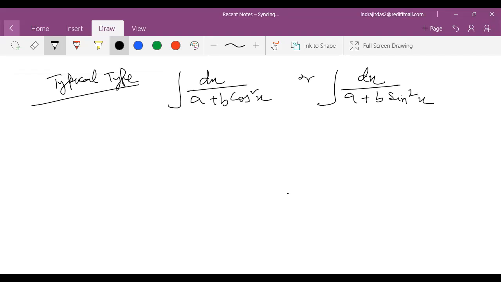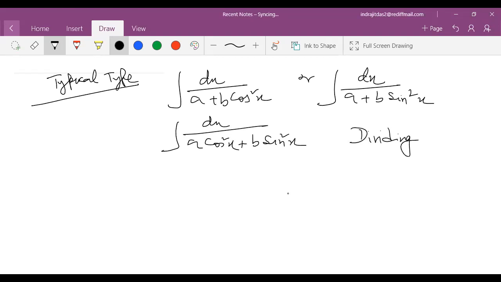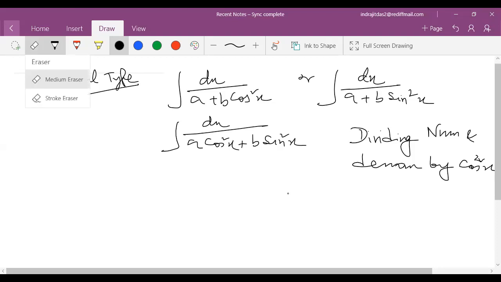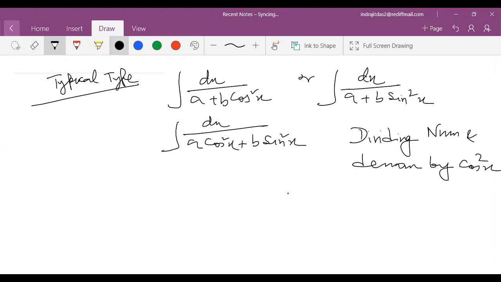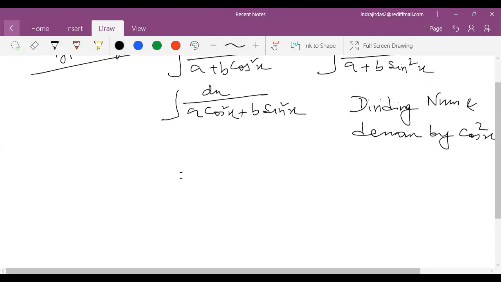Not only that, we have discussed dx by a cos square x plus b sin square x also. In these cases, we have divided numerator and denominator both by cos square x. You can do sin square x also, but cos square x will be easier. Tan square x will come, sec square x and tan square x will come, and then you can solve. This is the type I have discussed before.